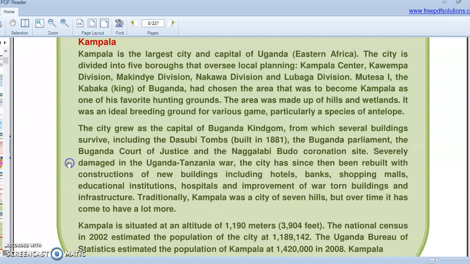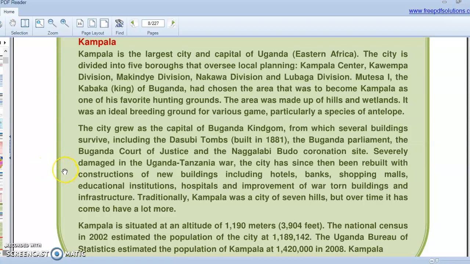The city grew as the capital of Buganda Kingdom, from which several buildings survive, including the Dasubi tombs built in 1881, the Buganda Parliament, the Buganda Court of Justice, and the Nagalbi Budo coronation site. Severely damaged in the Uganda-Tanzania War, the city has since then been rebuilt with construction of new buildings, including hotels, banks and shopping malls, educational institutions, hospitals, and improvements of war-torn buildings and infrastructure.